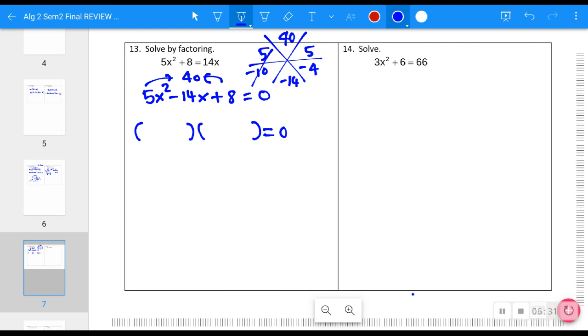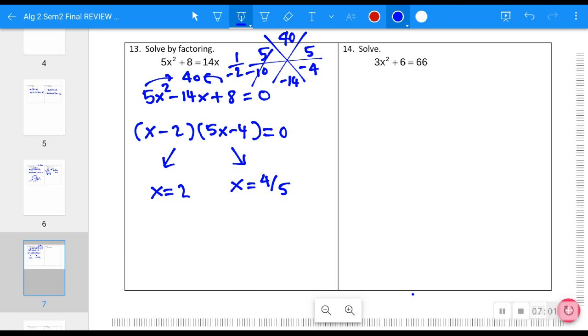Okay, this side is 1 over negative 2 is how we write it, and the other side doesn't simplify. So we have x minus 2, and the other side over here is 5x minus 4. Okay, we just set these equal to 0 and solve, which leads us to 2 and 4/5.